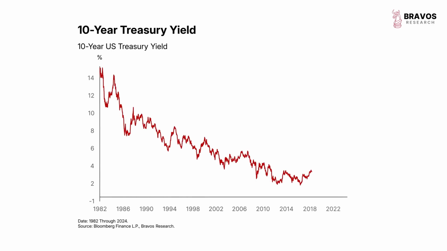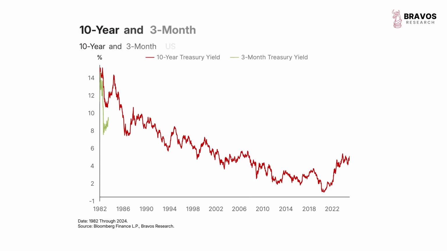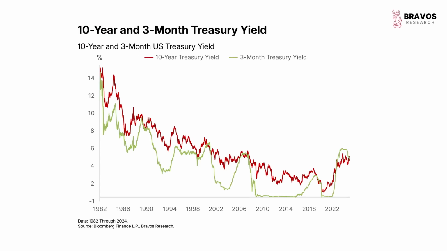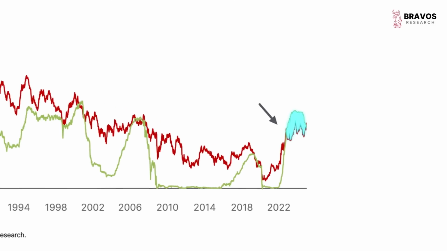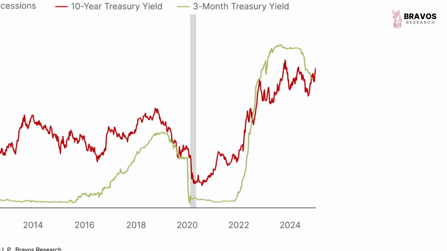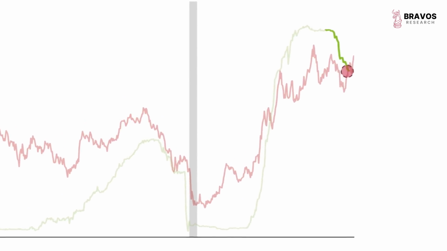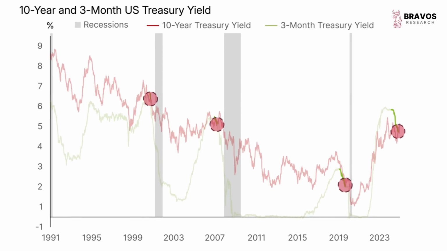Now, if we jump out of the theory a little bit and take a look at the 10-year yield, which can also be considered as the neutral rate, and we add the 3-month yield on top, we see that since the beginning of 2023, the yield curve has been inverted, just like it was right before the last 3 recessions. And we can also now see that the yield curve has actually just uninverted. Again, just like it did right before the last 3 recessions.